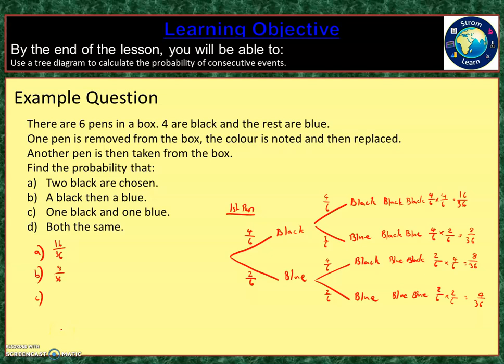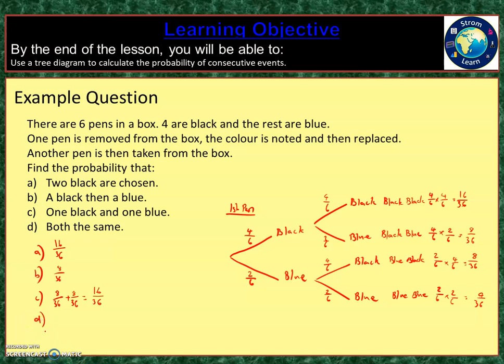So C, 1 black and 1 blue. Now, this is crucially different from B, because B specifies the black has to be first, because it's a black, then a blue. C doesn't specify that. It's just 1 black and 1 blue. And that can be done 2 different ways. It could be black and then blue, which was 8/36. But it could also be blue then black, which is 8/36 as well. Now, when there is more than one route through the tree diagram that satisfy the conditions we're looking for, we need to add those probabilities together, and then that gives us 16 out of 36 when we do that.